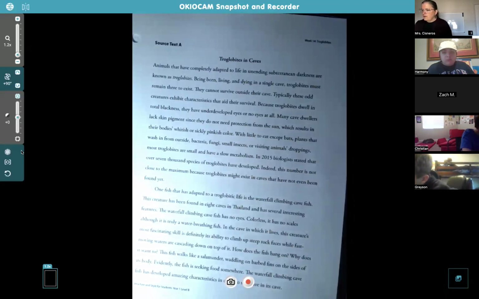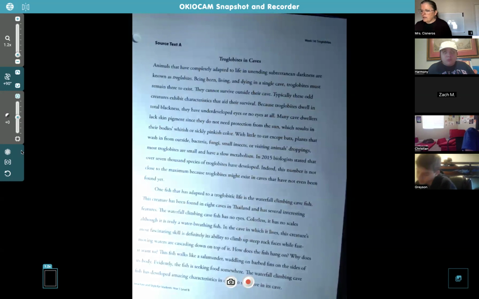Being born, living, and dying in a single cave, troglobites must remain there to exist. They cannot survive outside their cave. Typically, these odd creatures exhibit characteristics that aid in their survival. Because troglobites dwell in total blackness, they have underdeveloped eyes or no eyes at all.